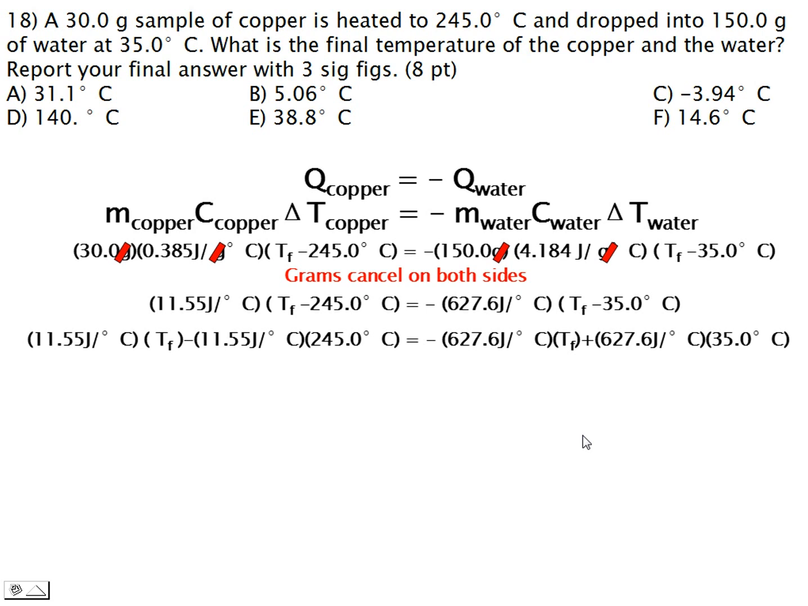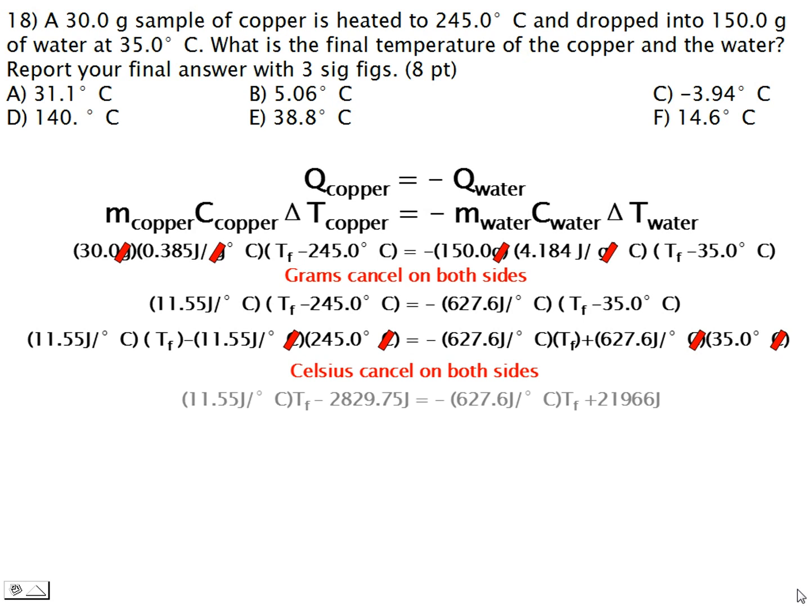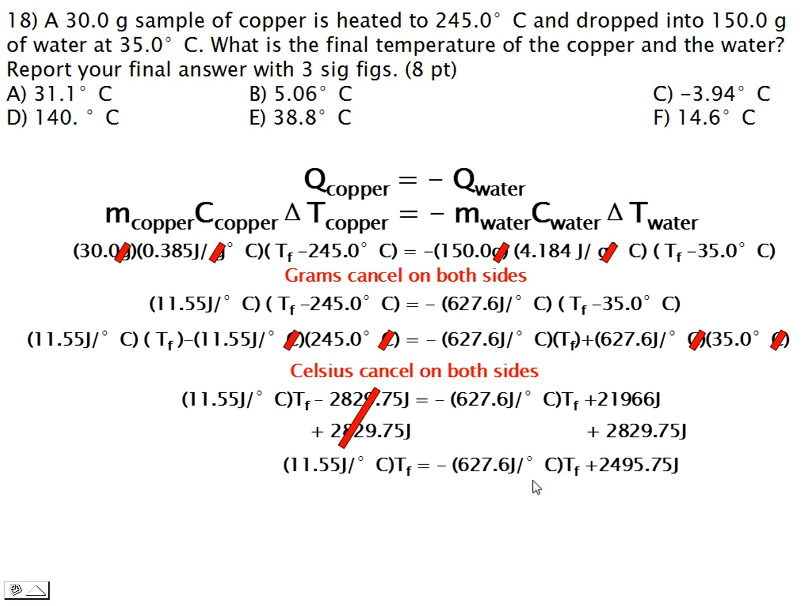Notice that on the left-hand side, when we distribute 11.55 joules per degree Celsius, the Celsius cancel out. And on the right-hand side, when we distribute negative 627.6 joules per degree Celsius, the Celsius cancel out. And now we are left with the following equation. Step 3. In order to isolate T final by itself, we must add 2,829.75 joules onto both sides. After doing so, we notice that on the left-hand side, this number cancels out. And we are left with the following equation.